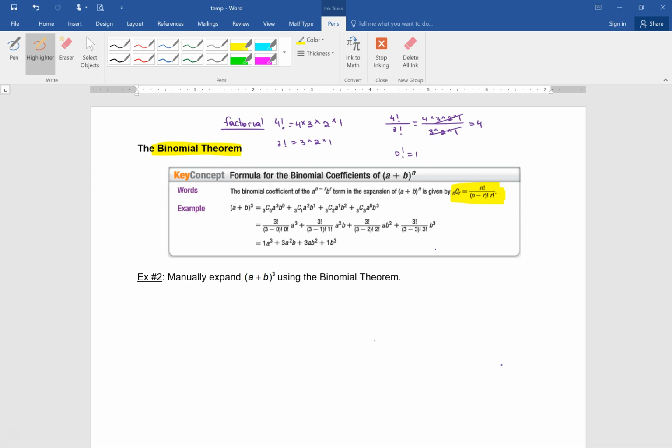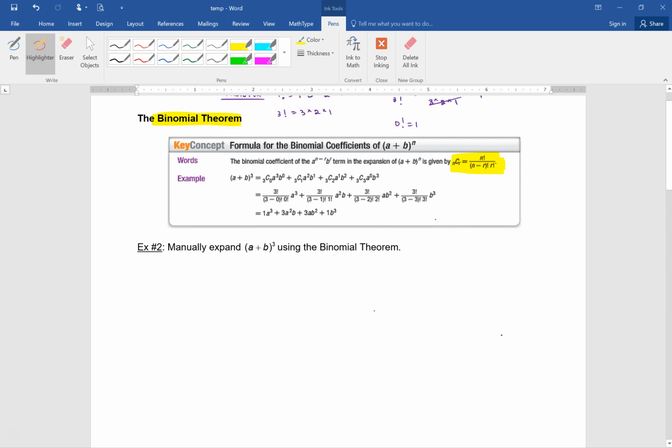Now, how does this work in reality? So basically, you do this. You have a C. Now you have your N and your R. N is the exponent. That exponent, that's N. And R runs from 0 to N. So if your exponent is 3, then R is going to go from 0 to 1 to 2 to 3.